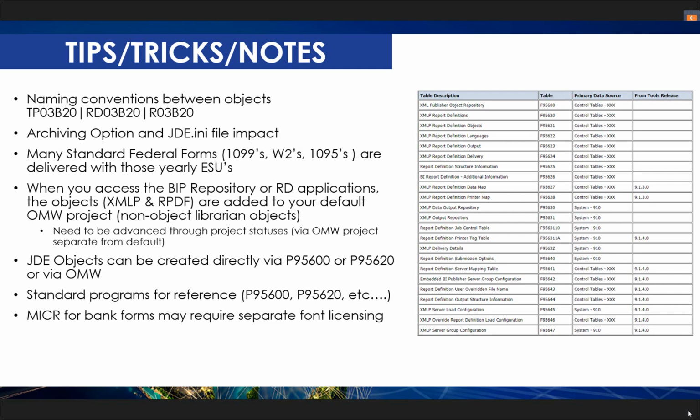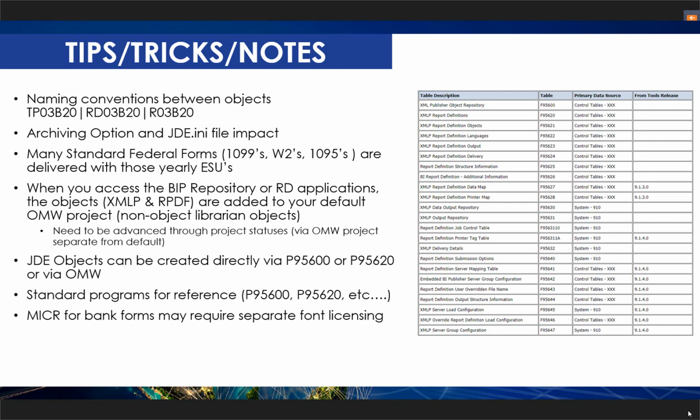It's important to note, while Rain is excellent with his BI Publisher development craft, there are standard federal forms, 1099s, W-2s, 1095s, that are delivered with yearly ESUs. Take advantage of that. Download those ESUs and test with that. You should be able to use some of the building blocks, things we discussed here today, without any in-depth knowledge to put in place and take advantage of that right out of the gate.